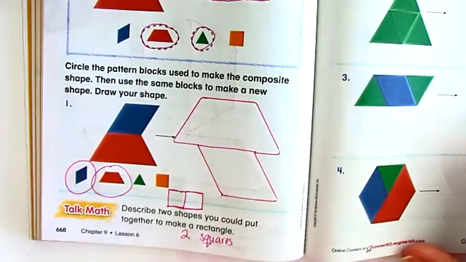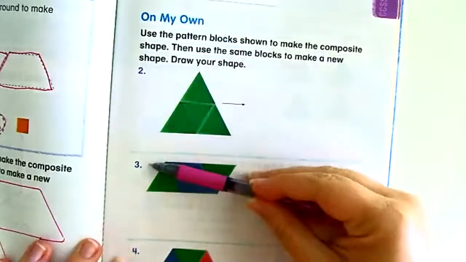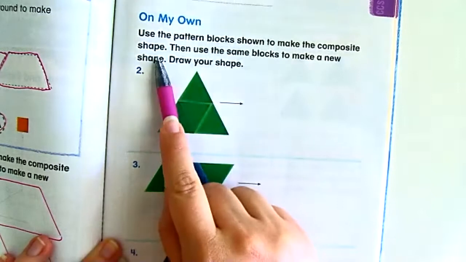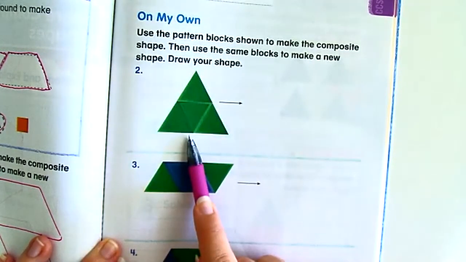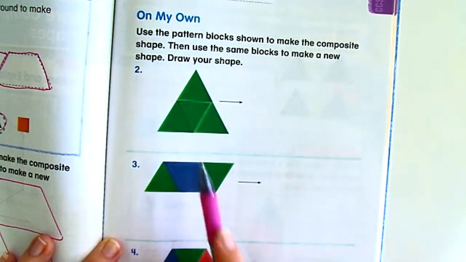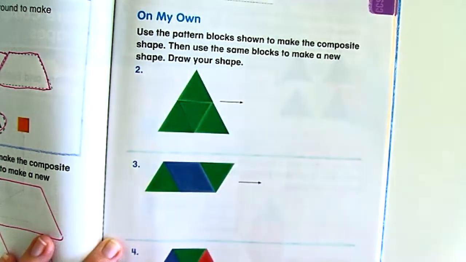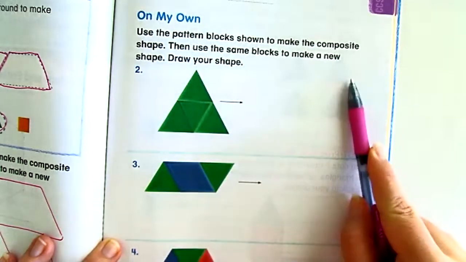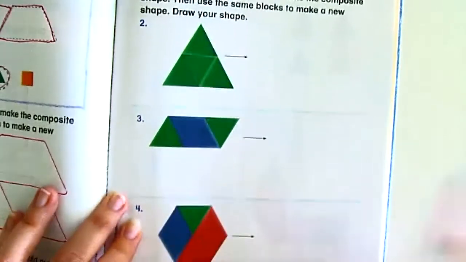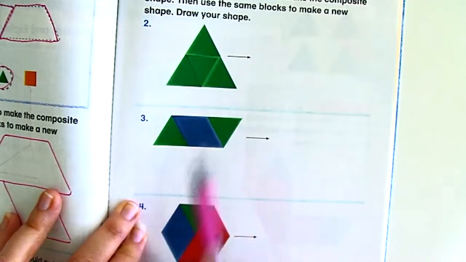We are going to move on to what you're going to do on your own. So on the next page, for on my own, for number 2, 3, and 4, you are to use the pattern blocks shown to make the composite shape. So first, if you have your pattern blocks at home like I do, it says make this composite shape. Then use those same two-dimensional shapes to make a new one, and then draw it here. So you can do any kind of shape you want in this space here, but you must use 1, 2, 3, 4 triangles. Same for number 3, you have 2 triangles and a rhombus. You have to make a new shape using only those shapes.